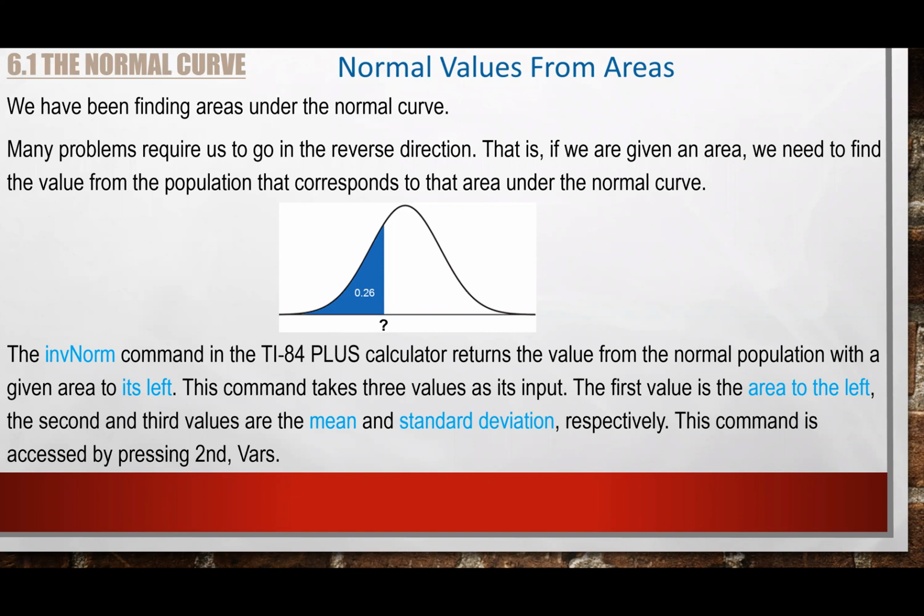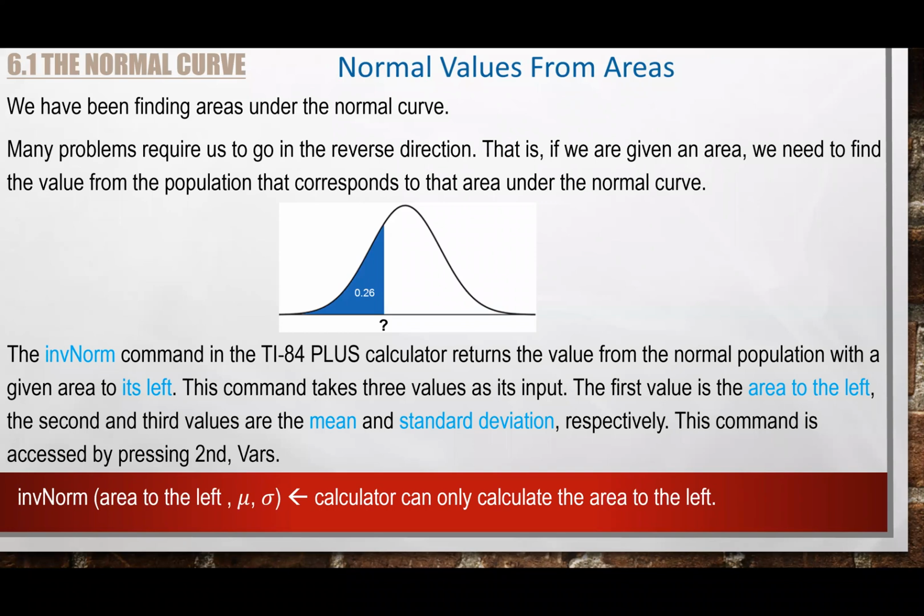The restriction of the inverse norm, ladies and gentlemen: if you have a more advanced calculator, you can get by with it, but my calculator, the TI-83 and 84 that I have here, cannot find the area to the right. So for the inverse norm, you need 3 values: the area to the left of that given value, the mu, which is the mean, and the sigma, which is the standard deviation.